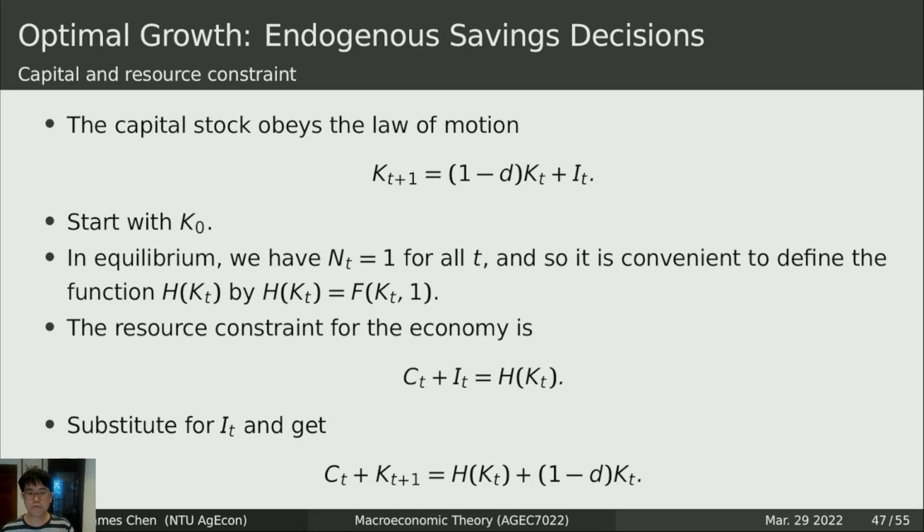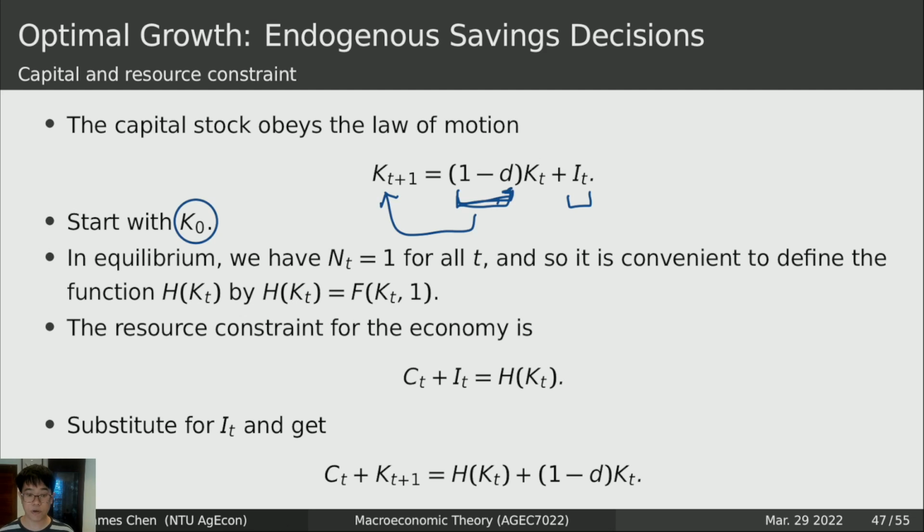And the capital stock obeys the law of motion, the same law of motion that we have in the Solow model. So this period's kt will be depreciated, and then plus the investment in this period becomes the capital in the next period. The same law of motion. Okay, so we must have an endowment of capital at period 0 or period 1. At period 1, we must start with some k0.